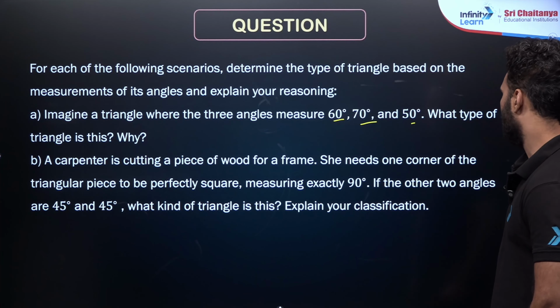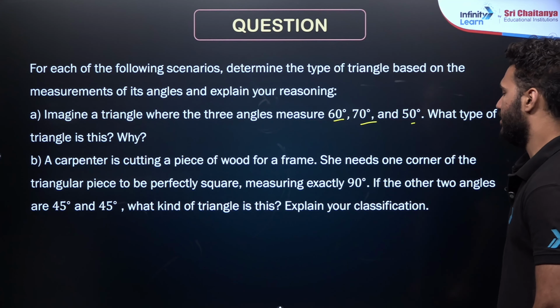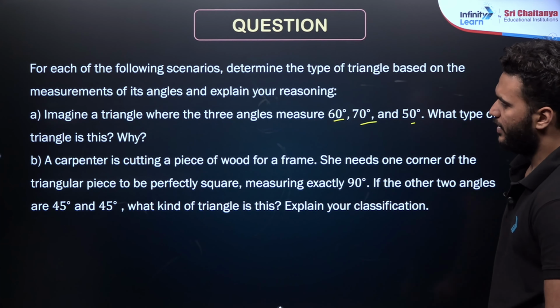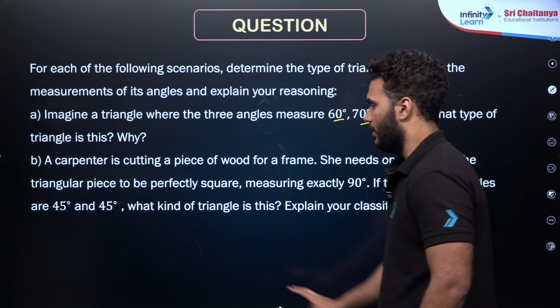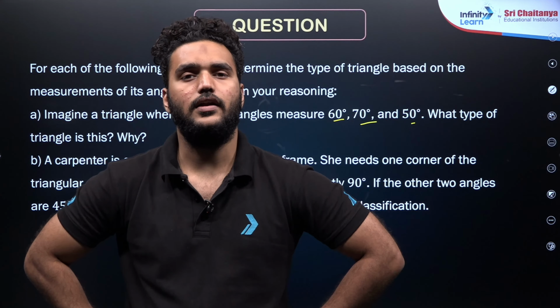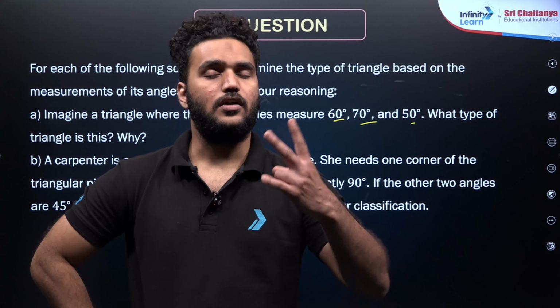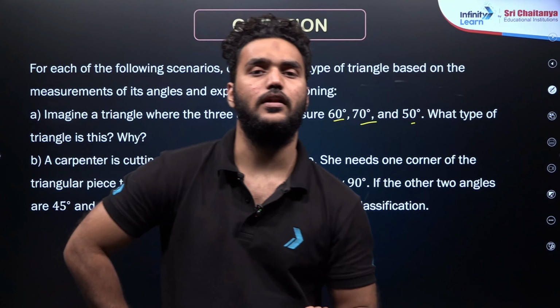A carpenter is cutting a piece of wood for a frame. She needs one corner of the triangular piece to be perfectly square, measuring exactly 90. If the other two angles are 45 and 45, what kind of triangle is this? Explain your classification. This triangle satisfies two triangle conditions. One, sir, it has 90, so it is a right angle triangle. But two angles are equal, 45 and 45, so it is also an isosceles triangle.